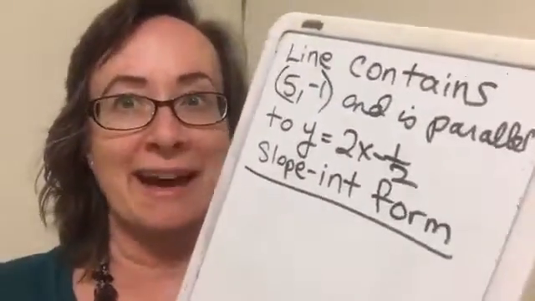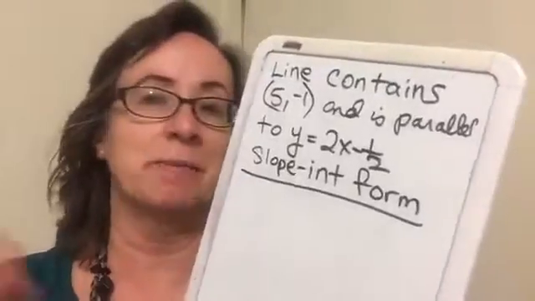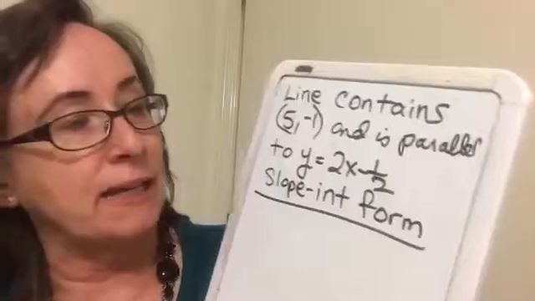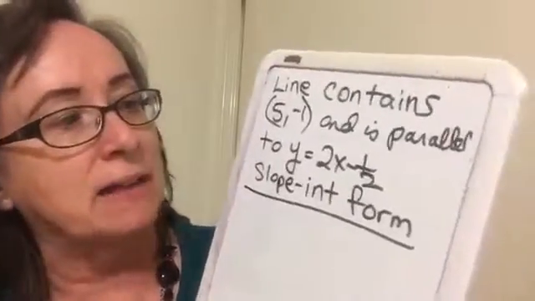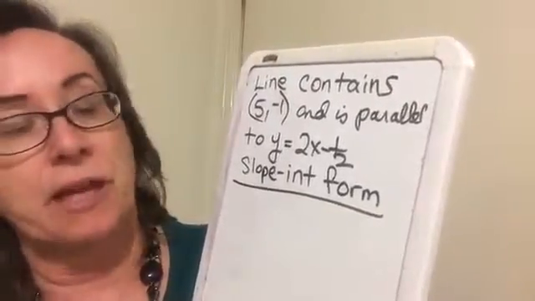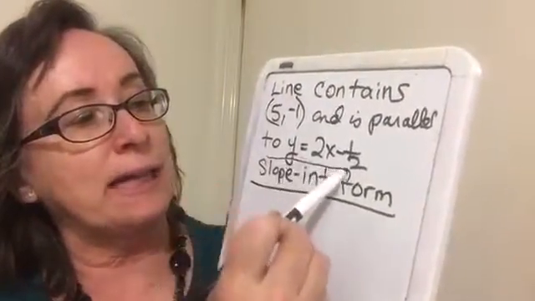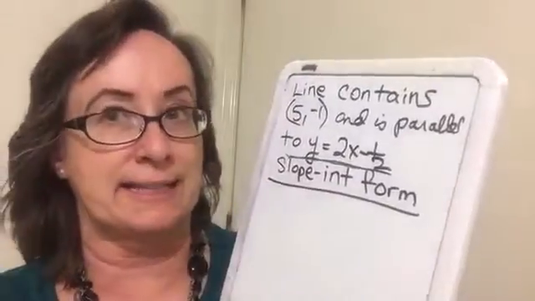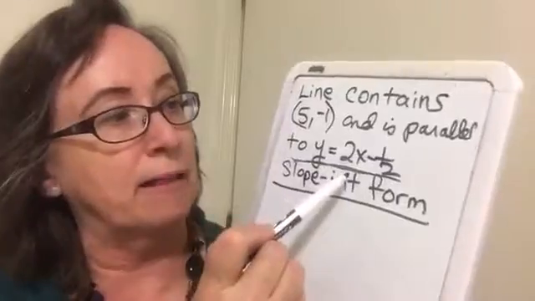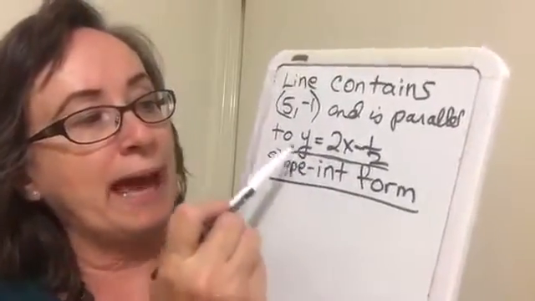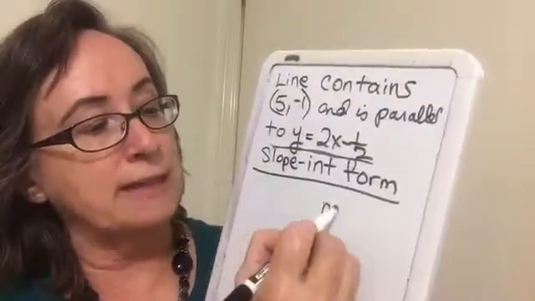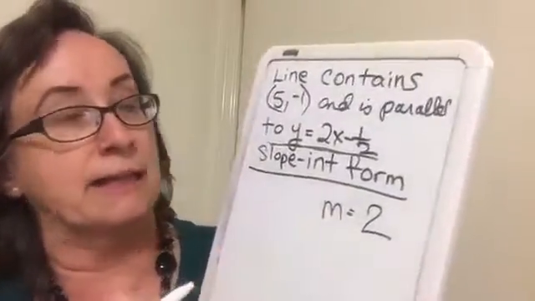All right, we're almost done. So here we have some little special situations. Line contains 5, negative 1 and is parallel to y is 2x minus 1/2. The only thing that we need with this line right here is its slope, because our desired line is going to be parallel to this one. So we have it in slope-intercept form. So our slope is 2. Therefore, our desired slope for our line is 2.